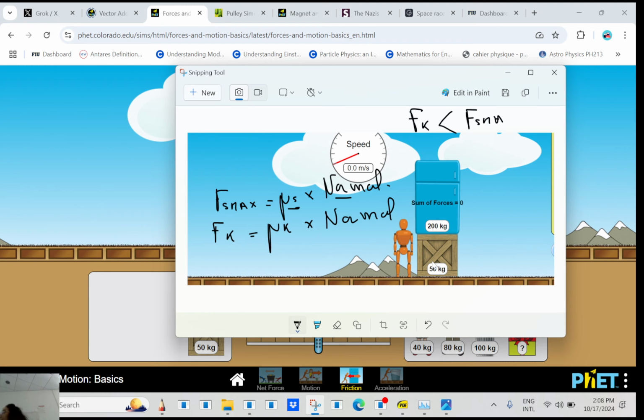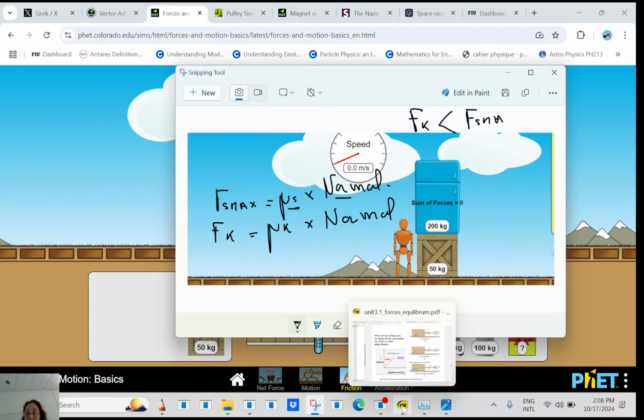So once you try to push something and it starts moving, it's going to be easier. What is hard is to get it to move because of static friction. Agree? Okay, so if you have any question, let me know.